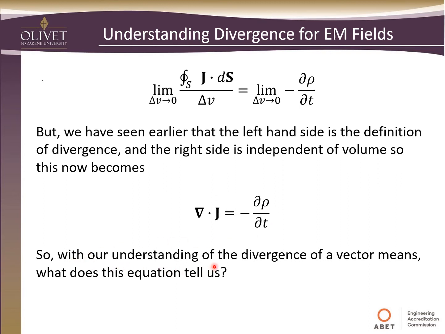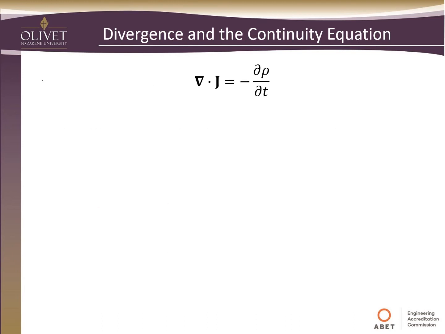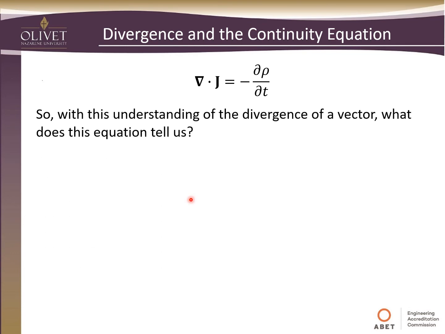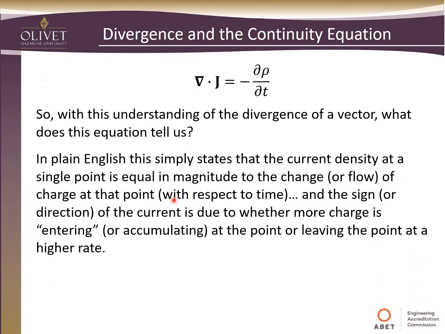So with our understanding of divergence of a vector, what's this equation telling us? Well, in plain English, this simply states that the current density at a single point is equal in magnitude to the change or flow of charge at that point, with respect to time, of course. And the sign or direction of the current is due to whether more charge is entering or accumulating at the point or leaving the point at a higher rate. So that would make sense.